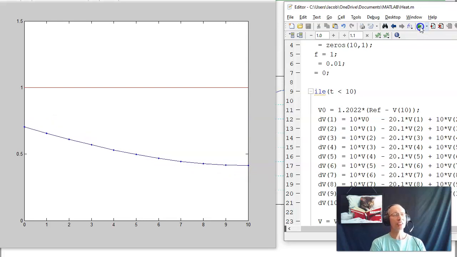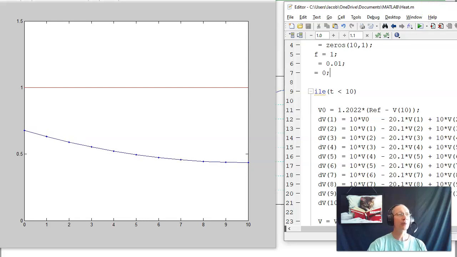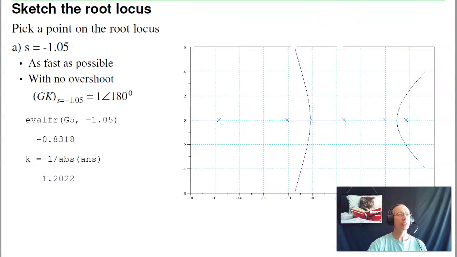This is nice because if your boss says, well, can you do better? Well, I can answer that. No, I can't. Because the root locus plot tells me that if I make the gain higher, I'll get overshoot. I'll violate one of my constraints. So this is the fastest I can get with no overshoot.